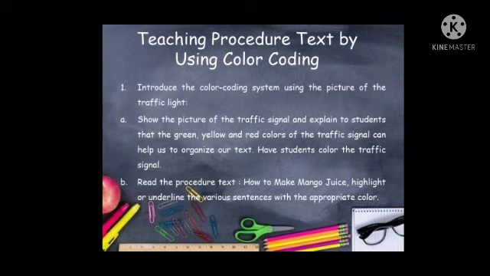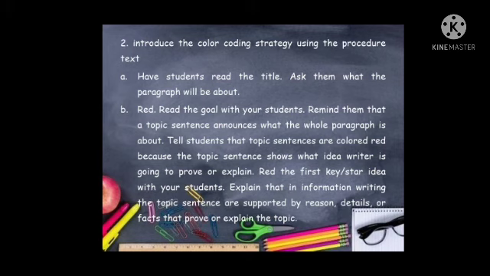And the second, read the procedure text, How to Make Mango Juice. Highlight or underline the various sentences with the appropriate color. Number 2, introduce the color coding strategy. Use the procedure text. Have students read the title and ask them what the paragraph will be about.